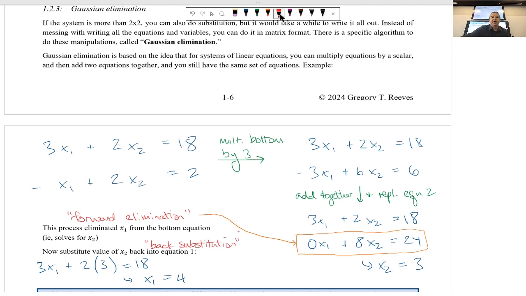So I have two steps to my Gaussian elimination process. I have forward elimination and back substitution. And believe it or not, in both cases, I'm just using these row operations, these linear operations. Multiply by a constant, add two rows together.